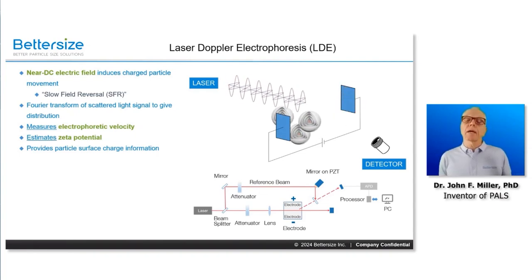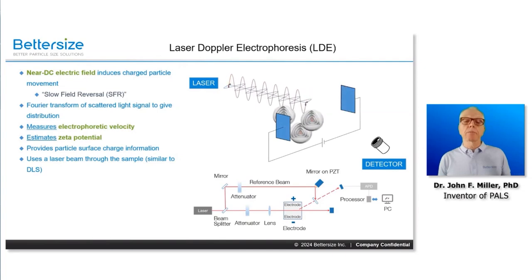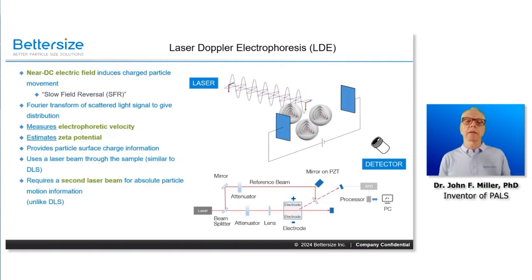As with dynamic light scattering, a laser beam is passed through the sample. However, photodetectors can't capture absolute motion, only relative motion of particles. For electrophoresis measurements, a reference is needed, which can be achieved with a second laser beam acting as a stationary particle reference. However, a stationary particle reference can't distinguish particle direction, only providing us with the charge magnitude.